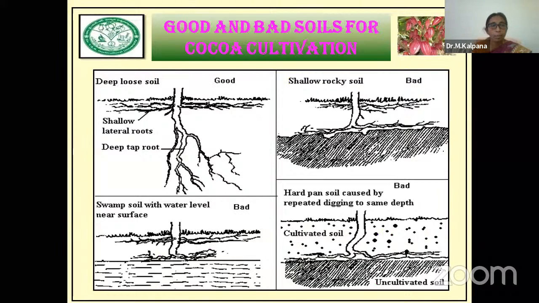Here I have shown in the pictorial diagram, this is the good soil, where it is deep, loose soil where the root penetration is good. This is shallow rocky soil, it is not at all congenial for cocoa, and this is damp, swampy soil with the water level near the surface, and this is hard pan soil, which causes repeated digging to the same depth. It is not at all congenial for cocoa cultivation.